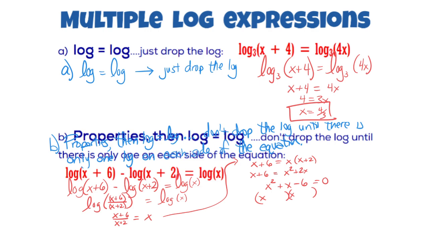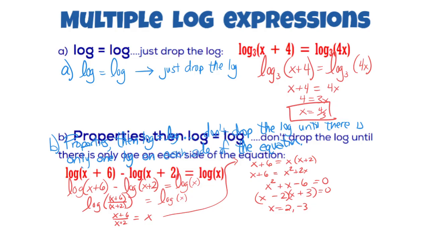Wrong factors. Factors of 6 that have a difference of 1. No, that was good. I just wasn't thinking there. So I want to end up with a positive 3 and a negative 2. All right, so x is equal to 2 or negative 3.